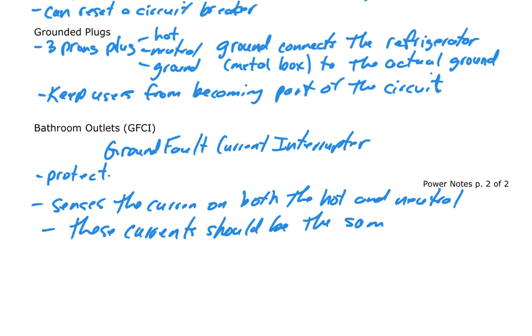So when would be a situation when they wouldn't be the same? Well, they wouldn't be the same if the hot current is coming to the outlet, then going into you, and then going from you directly to ground because you're touching the ground, you're touching anything, okay? In that case, the current on the hot wire will not be the same as the current in the neutral wire. The GFCI senses this and stops all current from flowing.